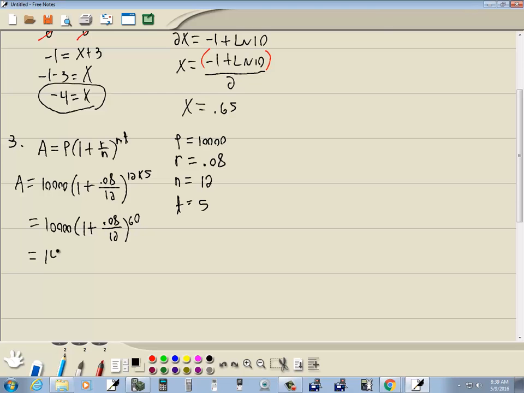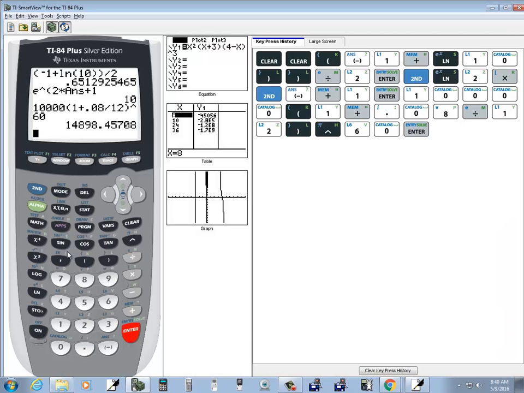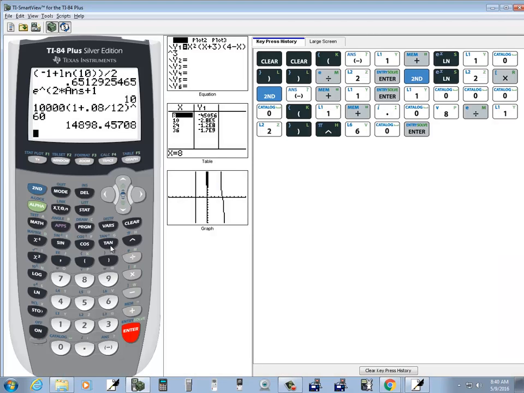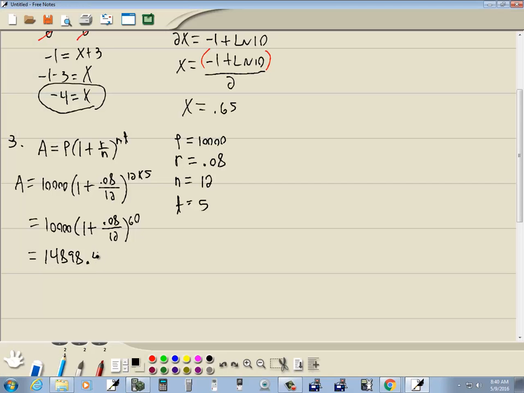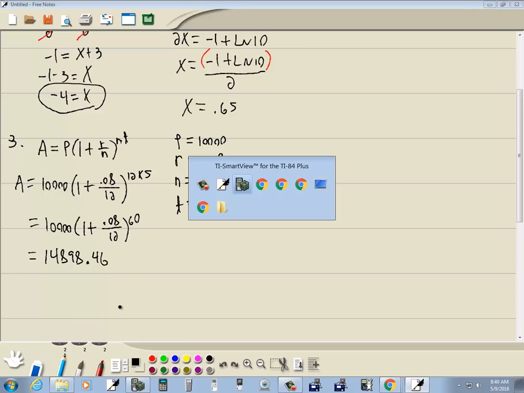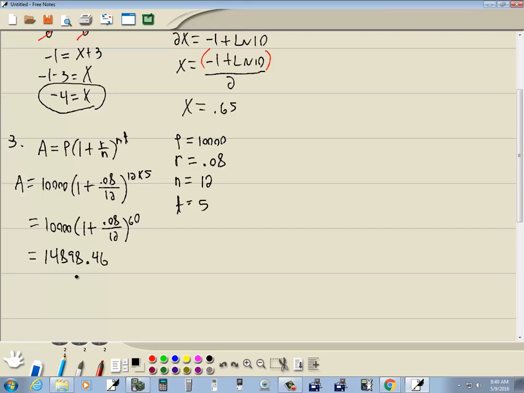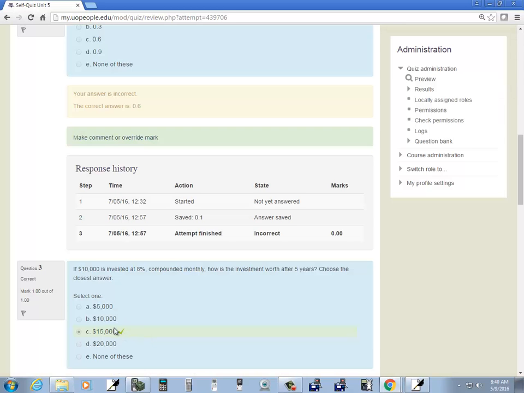So we got 14,898 and 46 cents. And it looks like they rounded to 15,000, but that's C.